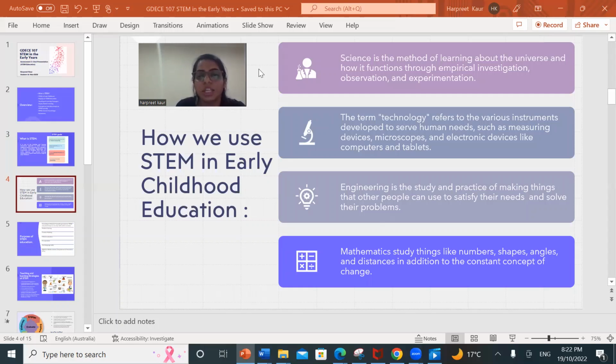And next is engineering. It is the study and practice of making things that other people can use and benefit from, to satisfy their needs and solve their problems. And the very common one is mathematics, which is all about numeracy. It is the study of things like numbers, shapes, angles, and distances, in addition to the constant concept of change. If any change occurs, we can relate that to mathematics so that we can easily make comparisons.